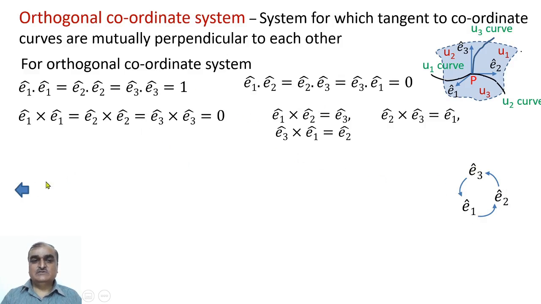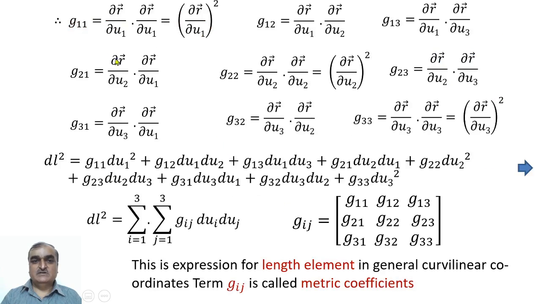Applying these rules in this equation, for these 9 terms, where i is not equal to j, these terms are perpendicular. This is, ∂r bar by ∂u1 is perpendicular to ∂r bar by ∂u2. Therefore, value of g12 is 0. In the same way, ∂r bar by ∂u1 is perpendicular to ∂r bar by ∂u3. Therefore, g13 is equal to 0. g12 is equal to 0, g13 is equal to 0.